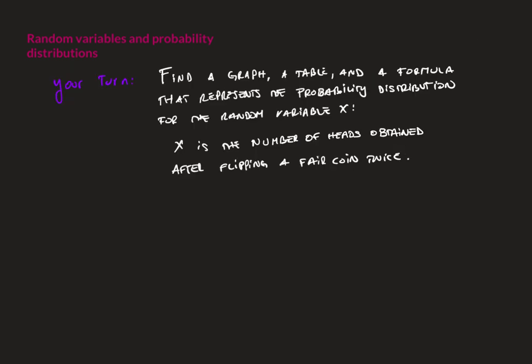Now it's your turn. Can you find a graph, a table, and a formula that represents the probability distribution for the random variable x, defined as the number of heads obtained after flipping a fair coin twice? Work on this and show me next time.